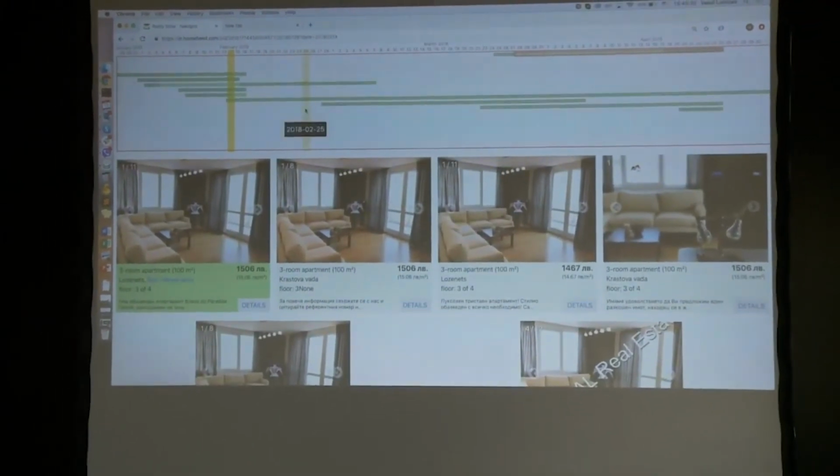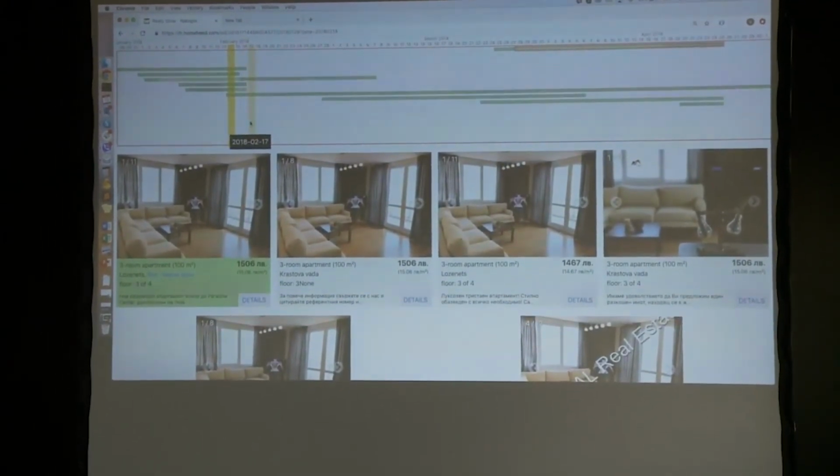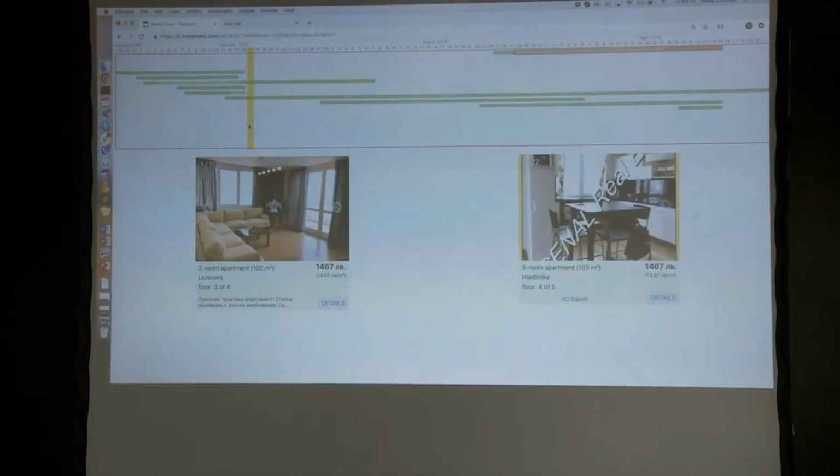Okay, so what happens next? That's a very interesting story, at least to me. First of all, most of the listings disappear. This very specific day, 17th of February, most of the listings disappear. That's a very strong signal in our domain. We know that the apartment was just rented out. It's not on the market anymore. You can't rent it. Then why are these two still on the website?